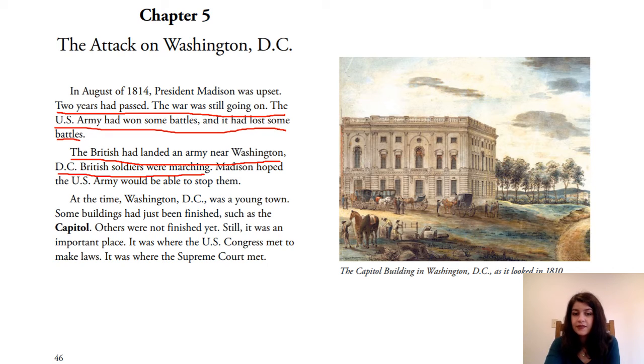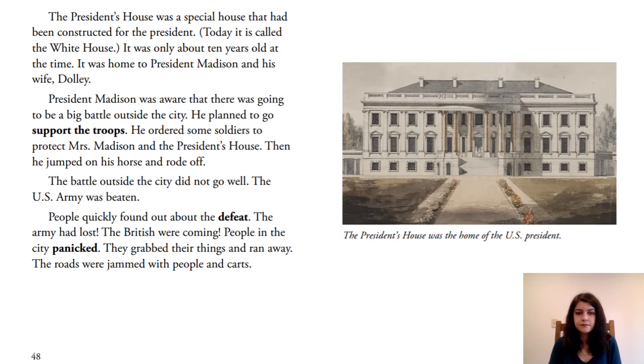Go ahead and read the caption to yourself that's on this page, on page 47. That's what the Capitol building looked like back in this time, back in 1810. On this page, we see 3 bold vocabulary words. Let's go over those before we begin reading.